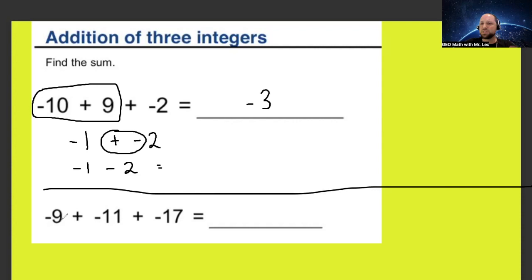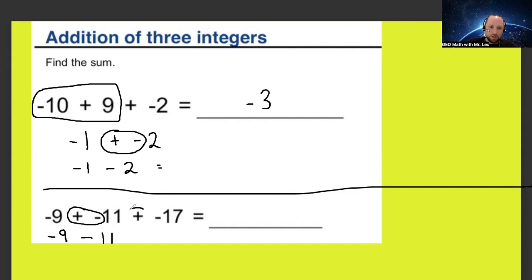Okay, how about this one down here? Maybe in this case, let's do the simplification first. -9 has one sign, so we're just going to keep it as is. How about this? It says plus -11. That's a plus and a minus. We're going to simplify that to just a minus sign, and we get this.